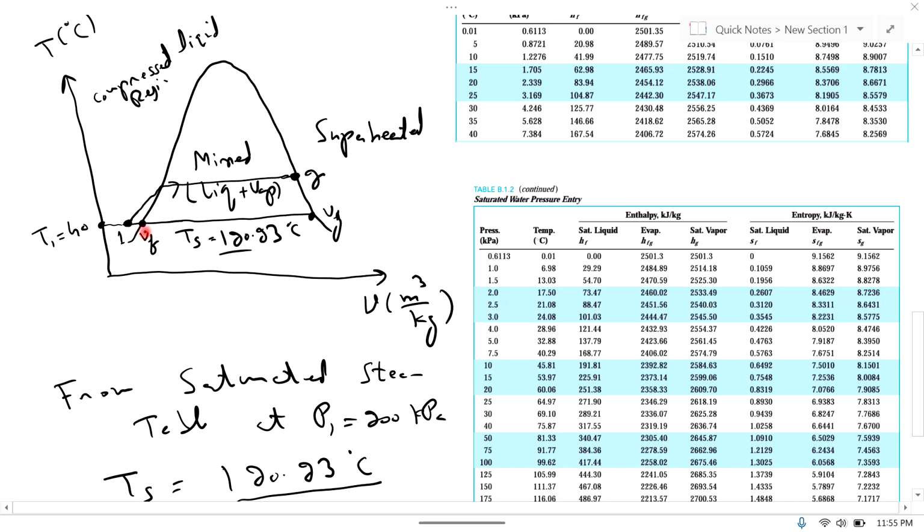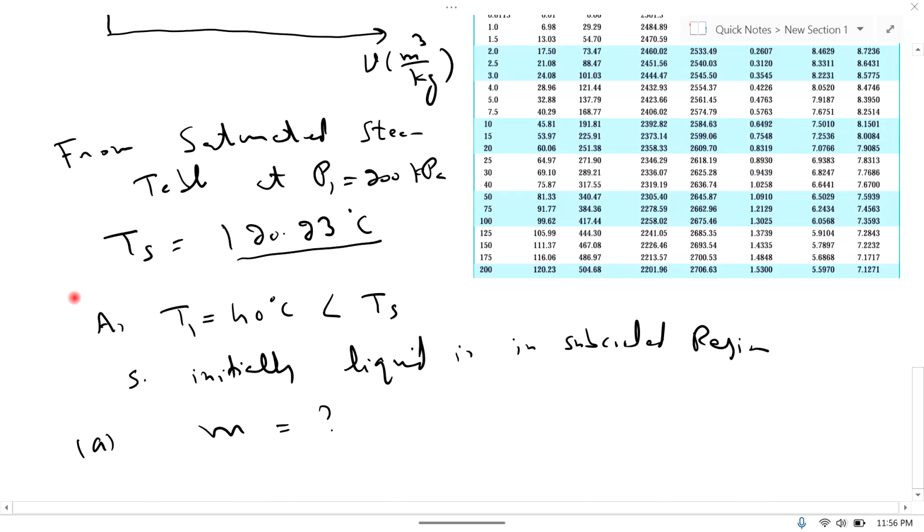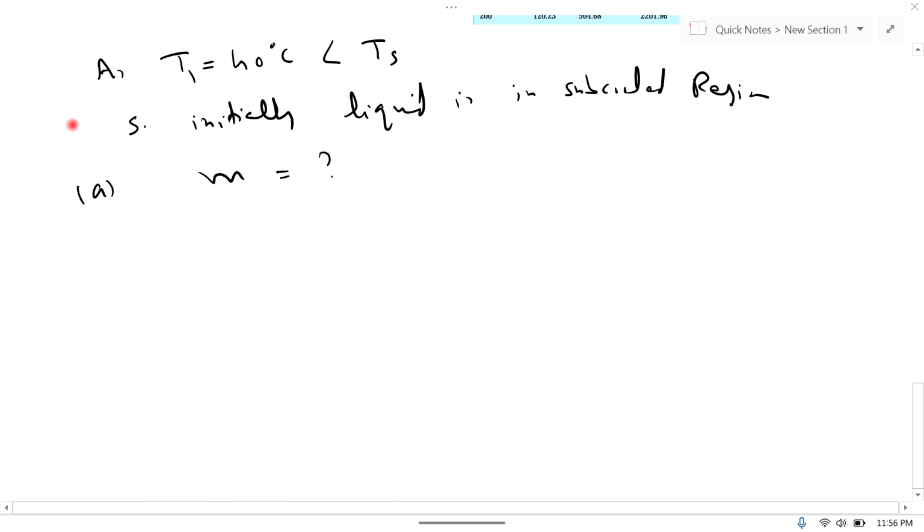So Vf and V1 at this point are approximately the same. There is no difference, so we neglect this minute difference. So V1 is equal to Vf. First we find V1 per mass. First we find V1.